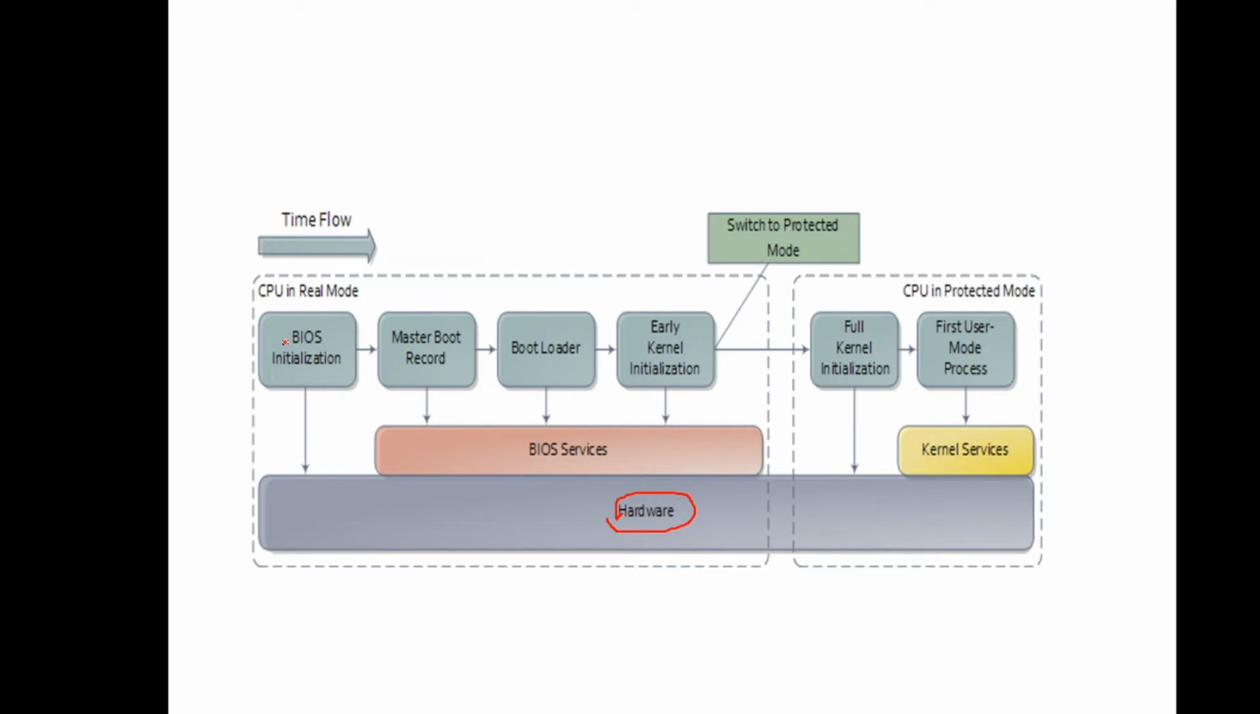So we have your BIOS initialization. It in turn executes your MBR, master boot record. So it executes a bootloader, then the early kernel initialization will happen. From here it migrates to protected mode, where you will have full kernel initialization and the first user process. So the first user mode process gets activated here. This part we call a kernel service, and this part we call a BIOS service.